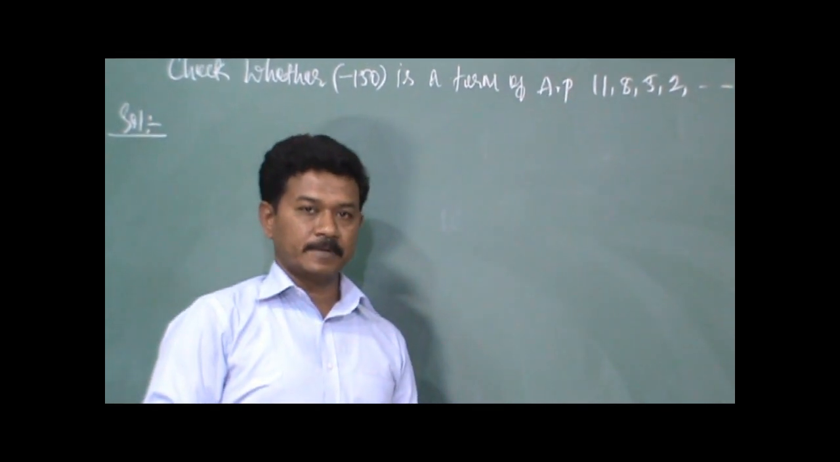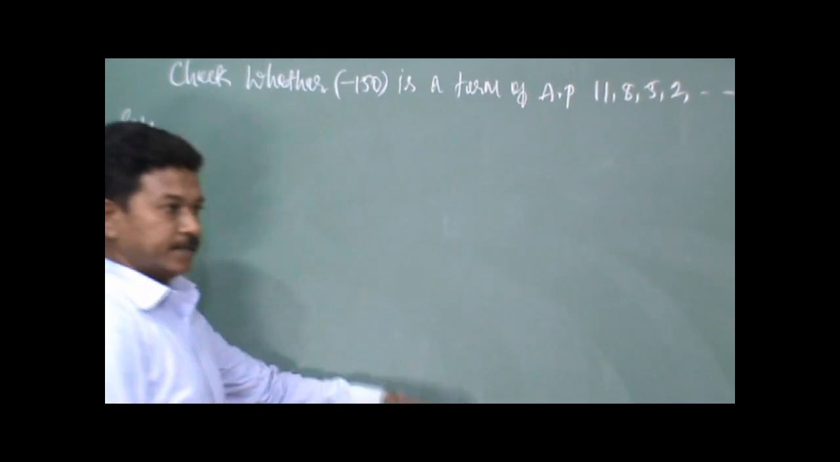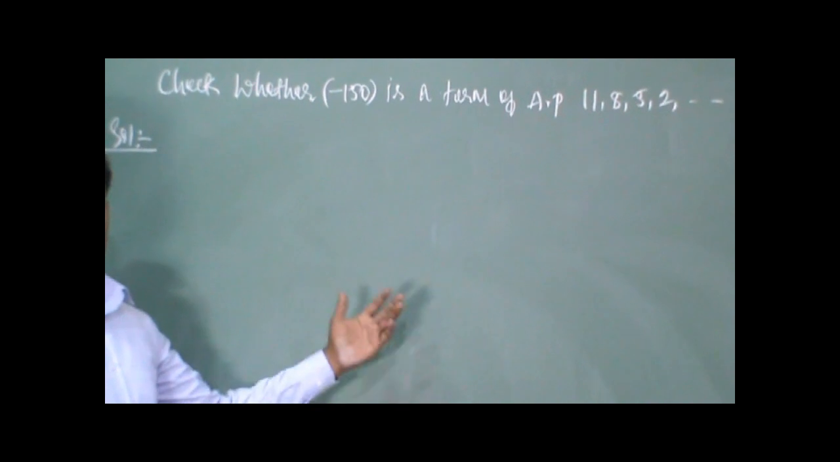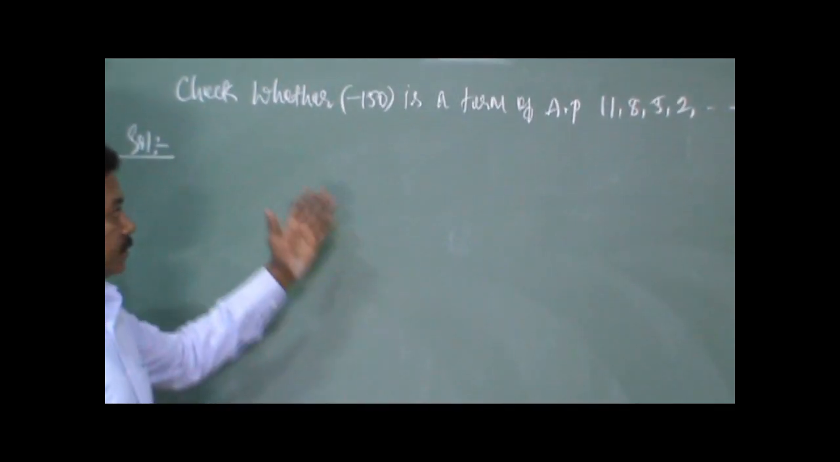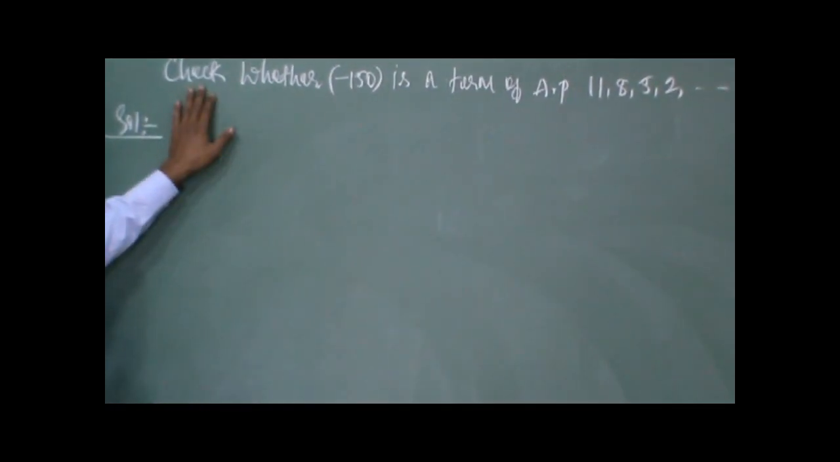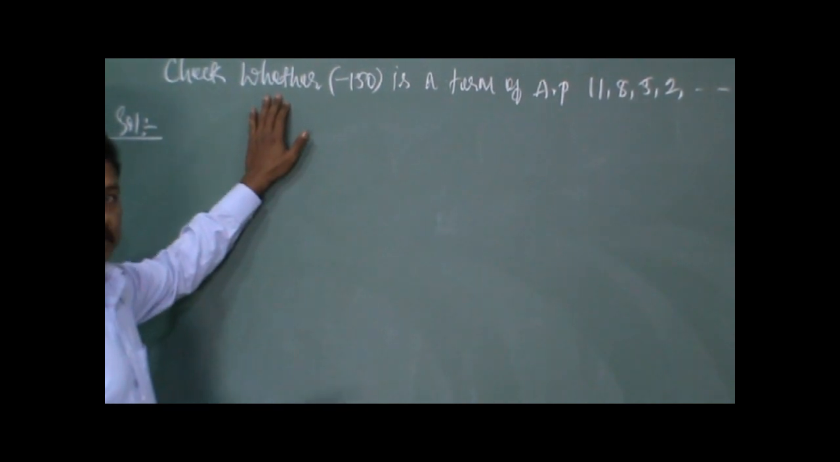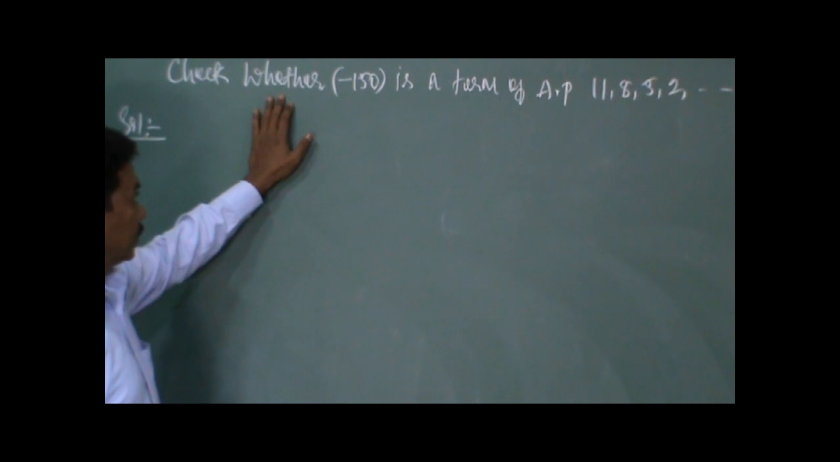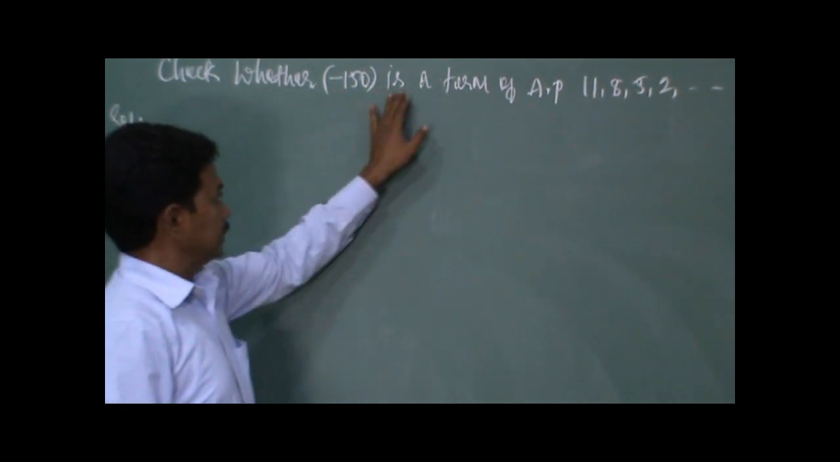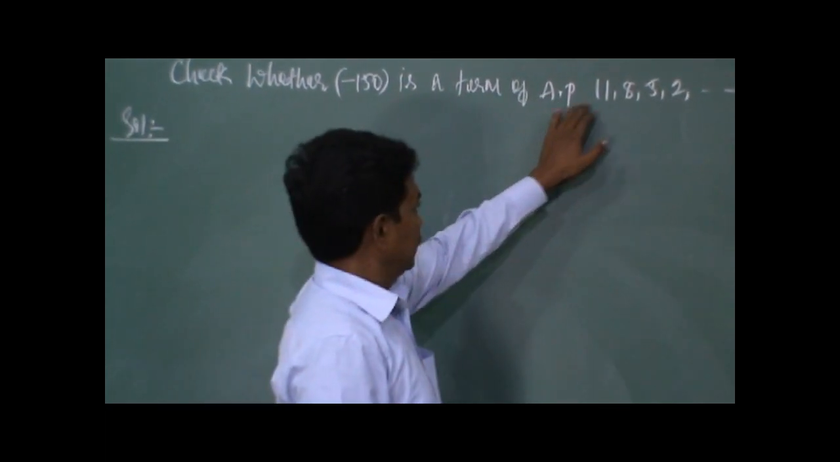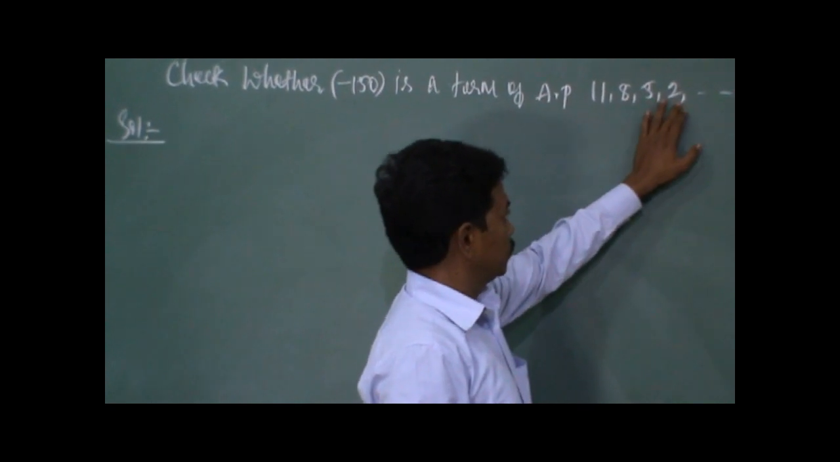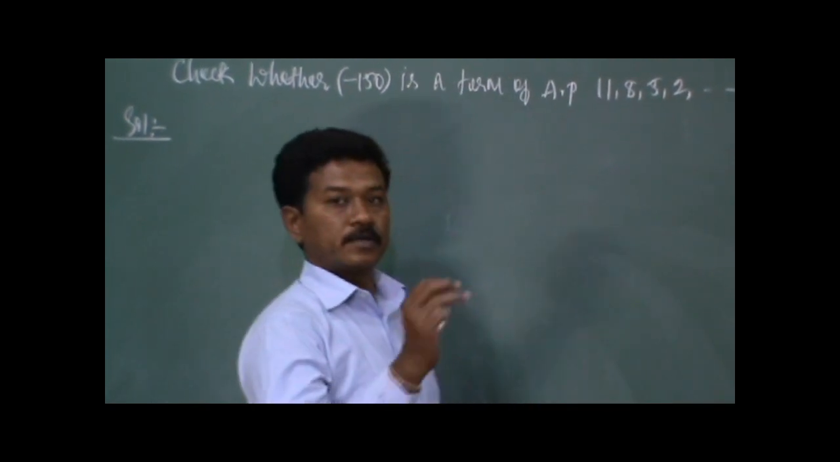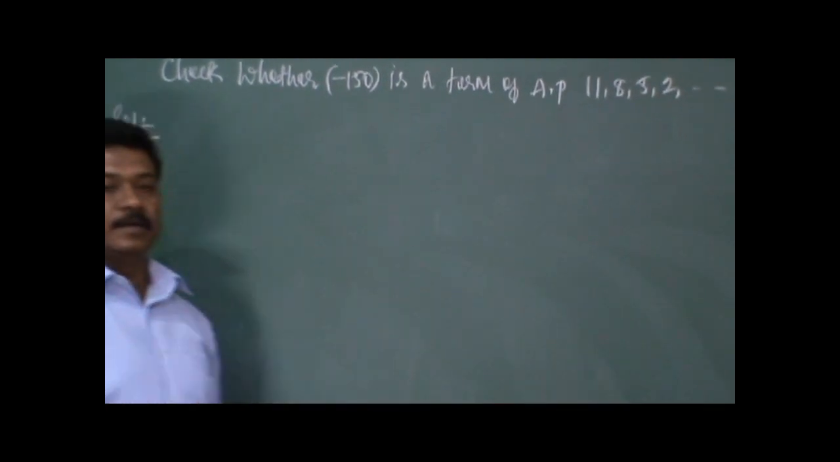We'll go with the next problem. Very simple. Based on the theoretical background of the two problems we did, this problem is in front of us. Check whether minus 150 is a term of the AP 11, 8, 5, 2, or not. So we are not sure.